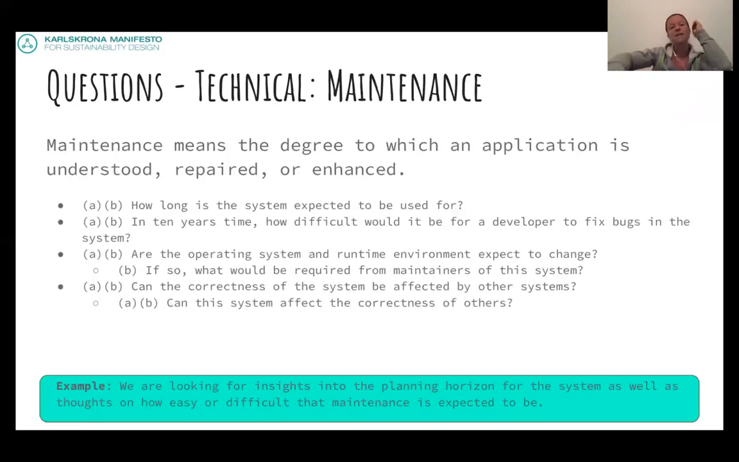First topic, maintenance. Maintenance means the degree to which an application is understood, repaired, or enhanced.